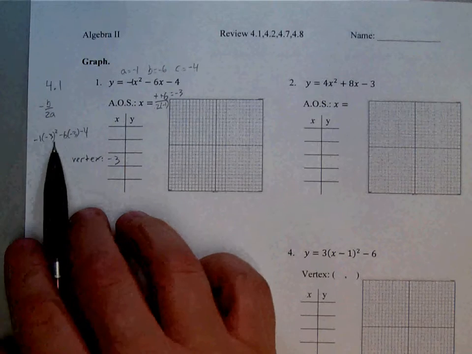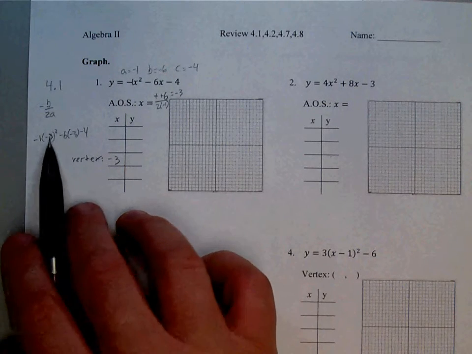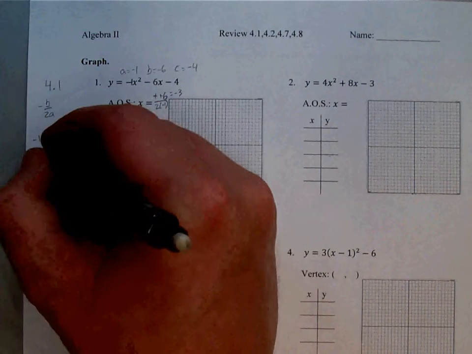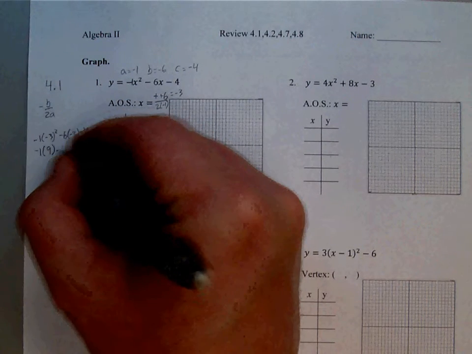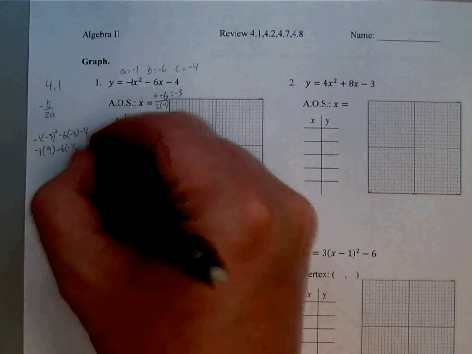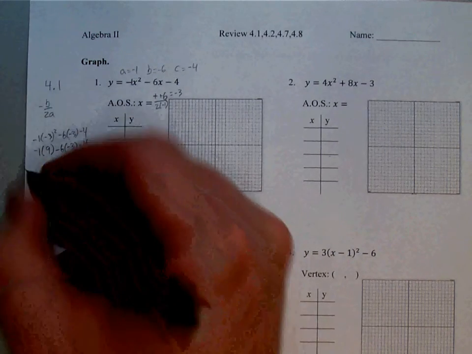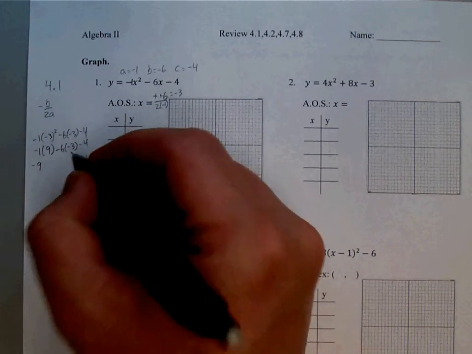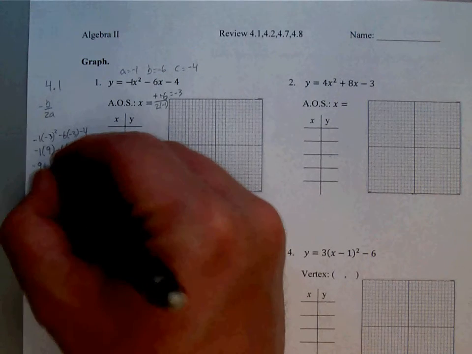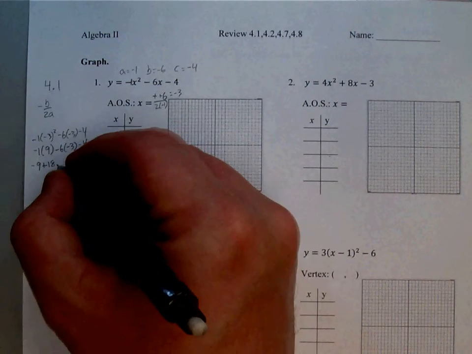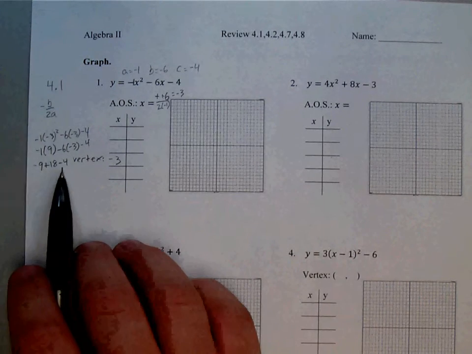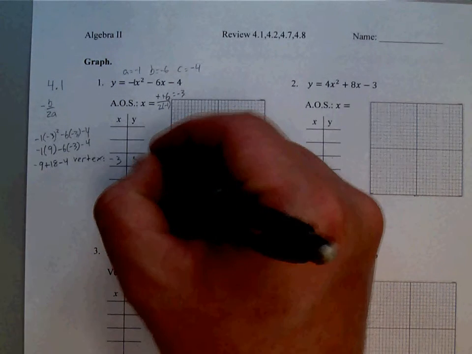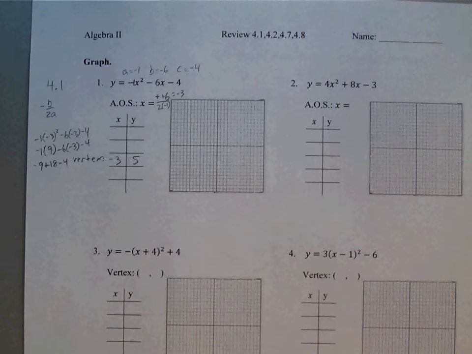Order of operations says you square before you multiply. You have to square negative 3. Negative 3 squared is positive 9. So I really get negative 1 times positive 9. At that point, negative 1 times 9 is negative 9. Negative 6 times negative 3 is positive 18. And then negative 4. So negative 9 plus 18 is 9. Minus the 4 is 5. So I've got my vertex now, negative 3, 5.